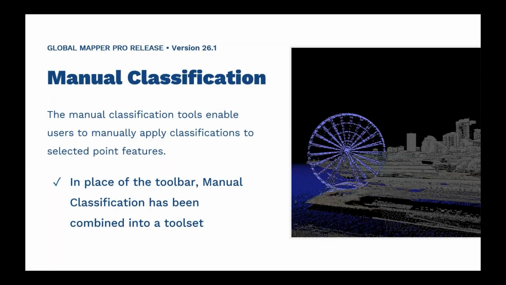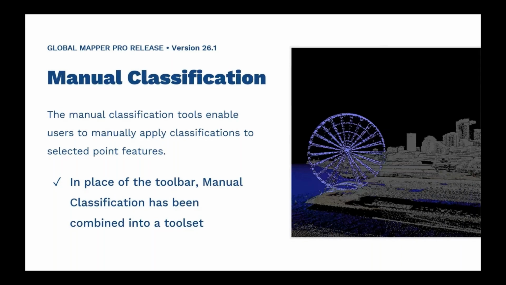But in version 26.1, we've replaced the toolbar for manual classification that had a set number of buttons on it with a manual classification tool set. This is a floating pane that you can open when you need it, and has a little bit more flexibility and some added features for manual classification.